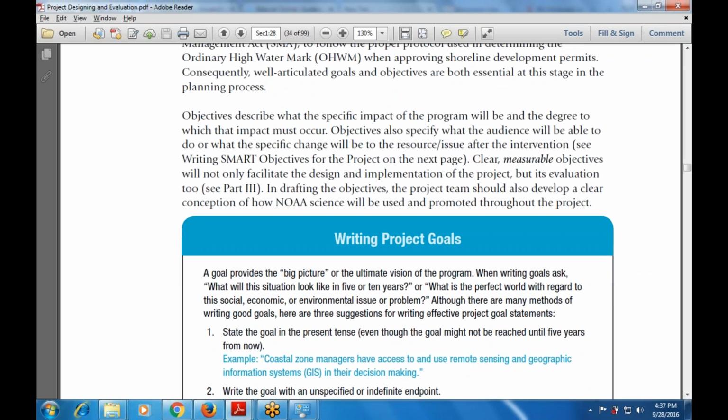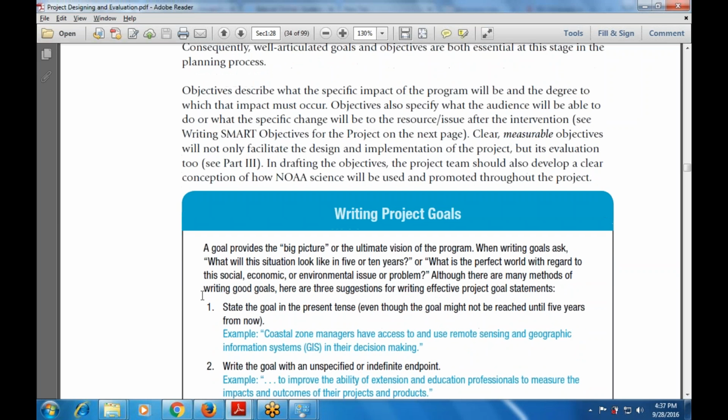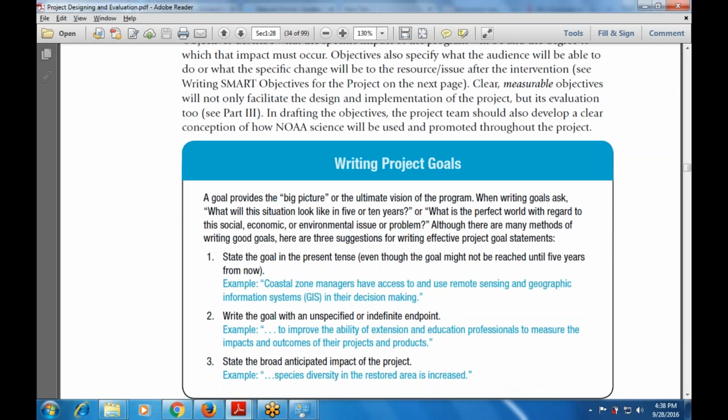And the big goal also provides a big picture of the ultimate vision of the program. When we write the goal, what will the condition look like in 5 or 3 years, what is the perfect world regarding the social, economic or environmental issue or problem. There are multiple methods of writing a good goal. So these are the 3 suggestions given for effective project goal statements.